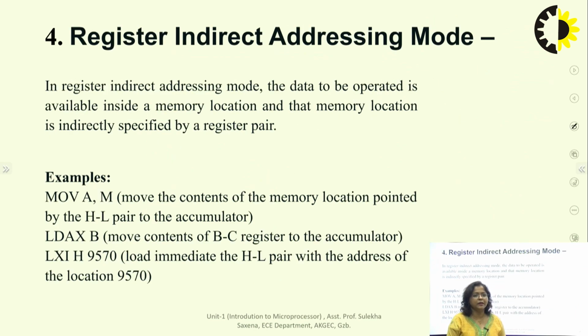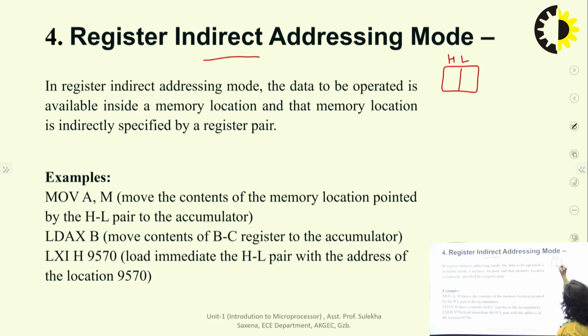Now next is indirect addressing mode. As we already know, in direct addressing mode we specify the address directly in the instruction. From the name, that is indirect, the address is not directly provided in the instruction, but the address is given in a register pair, and in the instruction that register pair is given. For example, we can say that we are considering the HL register pair and here 2000 is given.